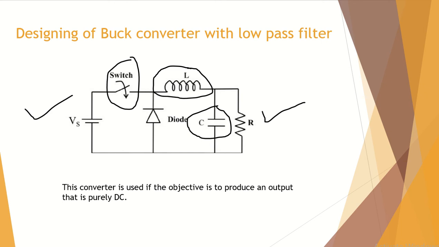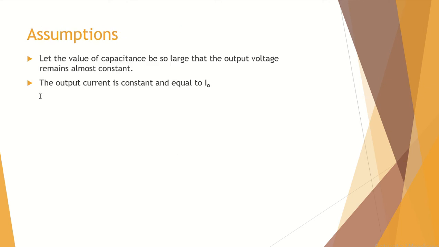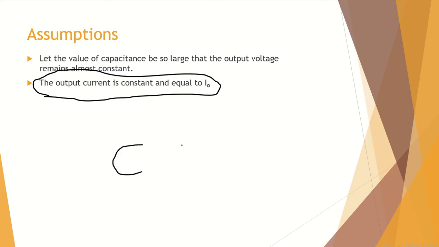Let's go to some assumptions. While designing, we always have some assumptions. During this design, the most important assumption is that we will consider the buck converter to operate in constant current mode. Please remember this one.